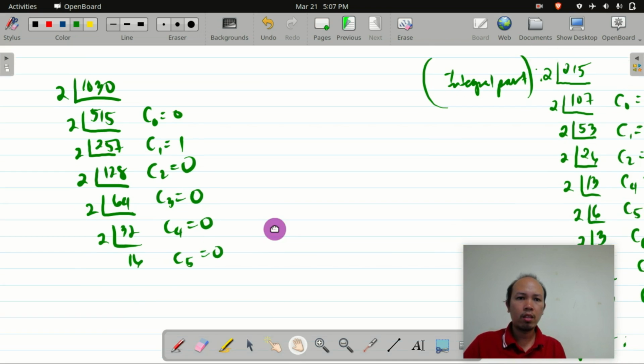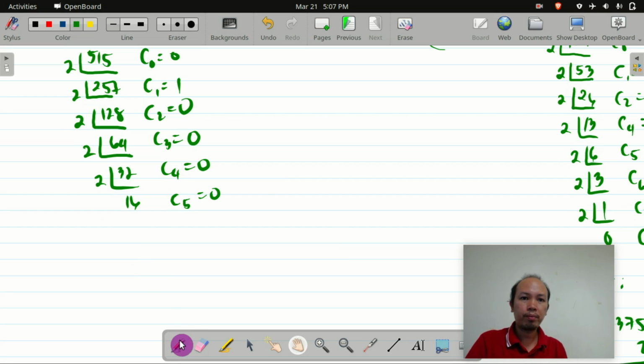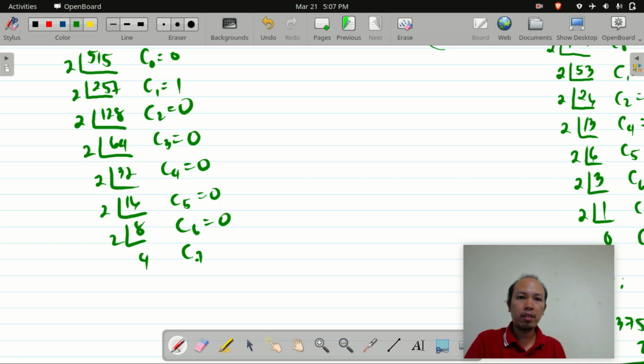And then divide by 2, we have 8. Our remainder is 0. Divide by 2 again, we have 4. Our remainder is 0 again. Divide by 2, we have 2. Our remainder is 0 again. Last, the remainder is 1.